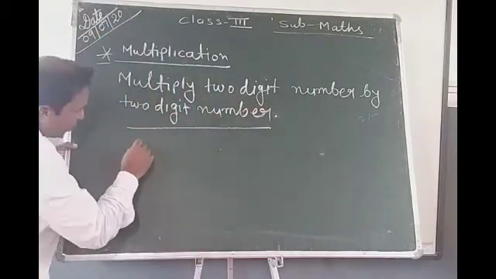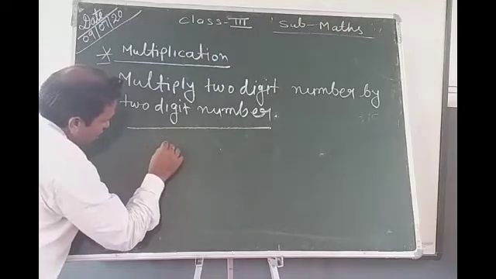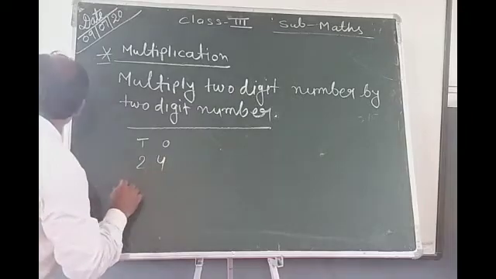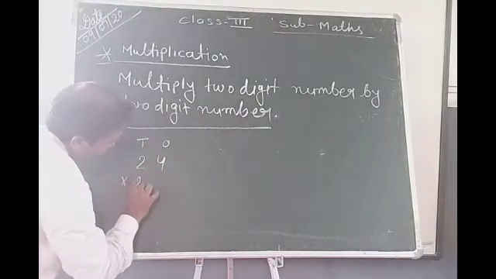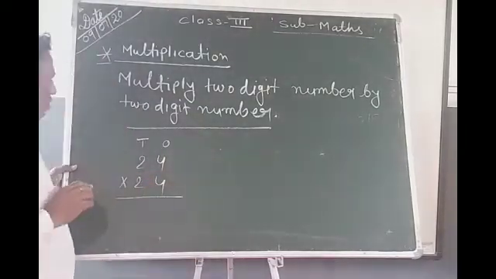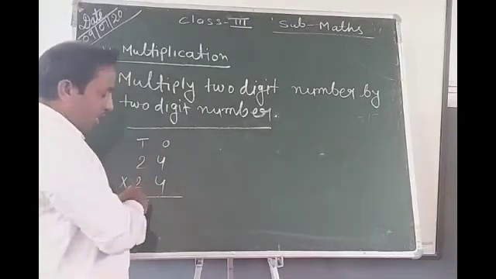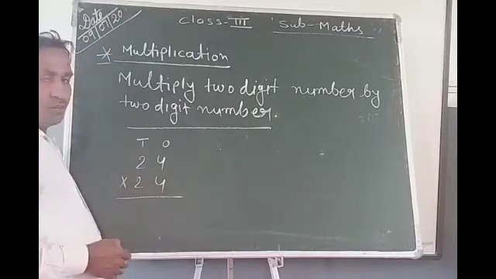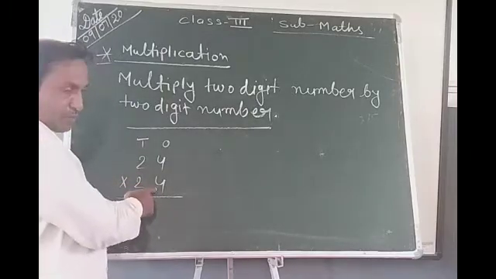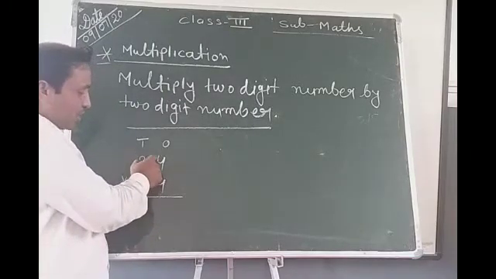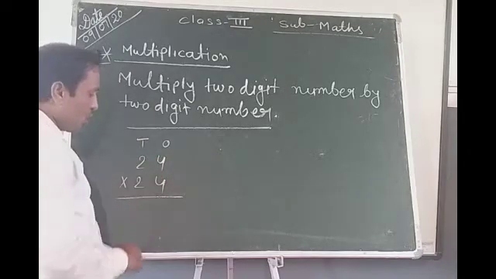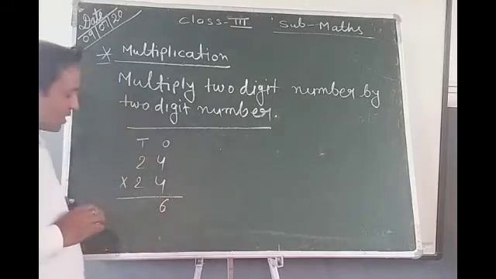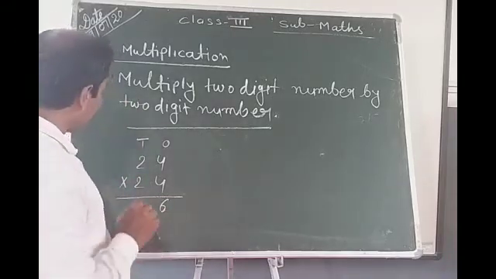It means you see here, first I have written the ones place and the tens place. Okay, 24 multiplied by 24. So you first read the 4 table, and 4 is in which place? The ones place. So 4 4s are 16. You write 6 and carry 1.